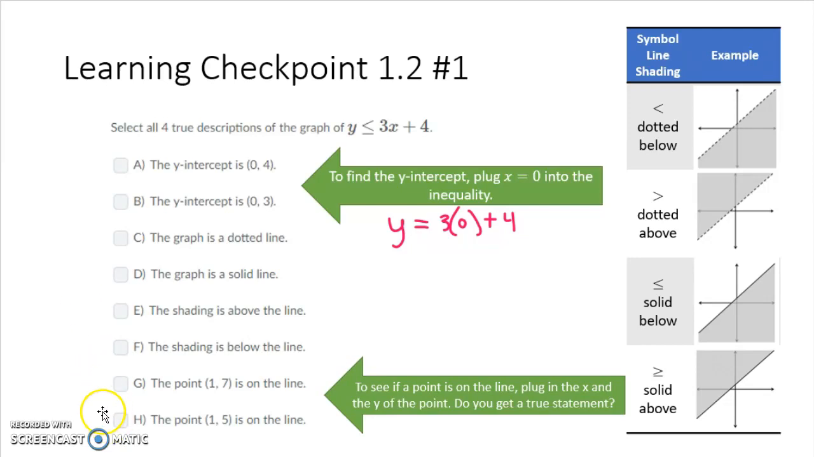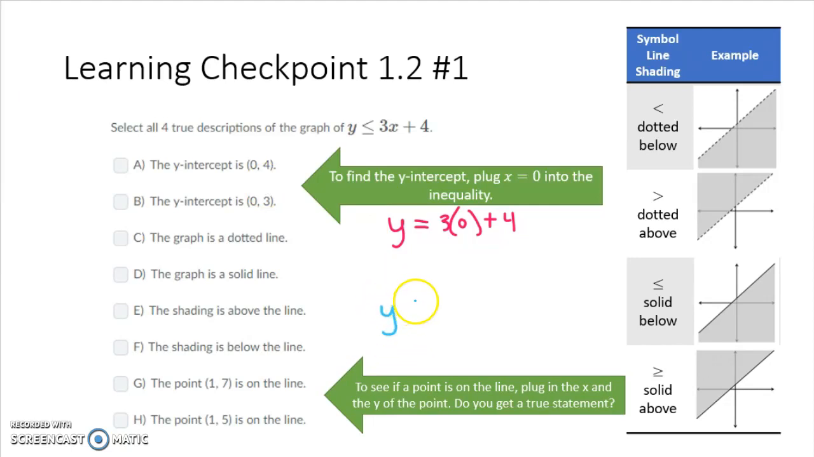And then that leaves you with your last 2 that you have to choose between, and it has to deal with plugging a point into the inequality to see which one is on the line. So you have either the point (1, 7) or the point (1, 5). Now, I'm going to be a smart test taker and notice that both of those have an x coordinate of 1. So that means if I plug in x equals 1, I should either get 7 as my answer or 5 as my answer. So again, just like when we were finding the y-intercept, we can evaluate by plugging in a certain value for x.